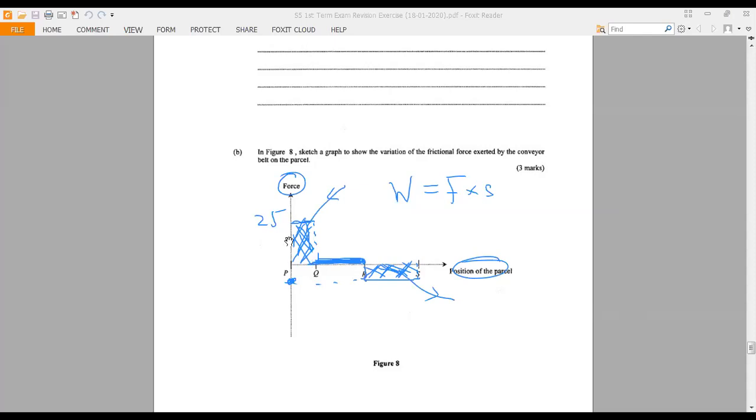So that means the area here should be the same. And that's why we know that this value should be smaller. Okay? So this is the part B. I think that is the end of this part, but I want to elaborate a little bit more.